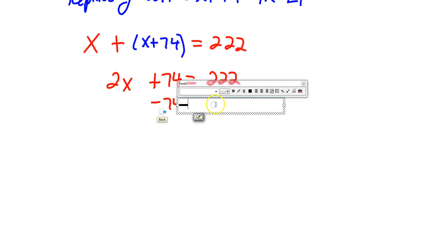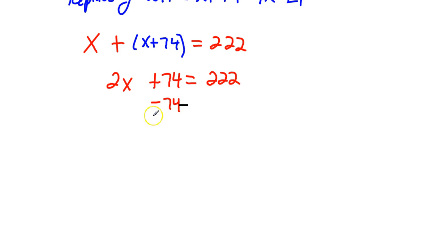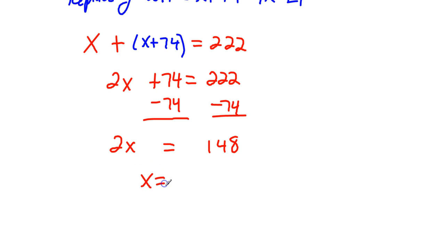Subtract the 74. We've got 2x would equal, that's an 8, that's 11, that's 148. And then divide by 2. Okay, so there's one of your answers.